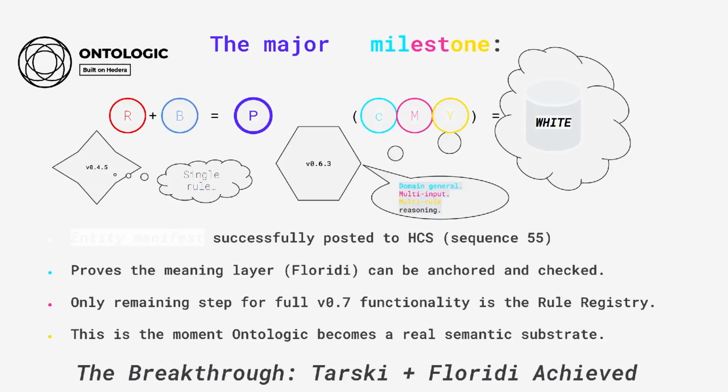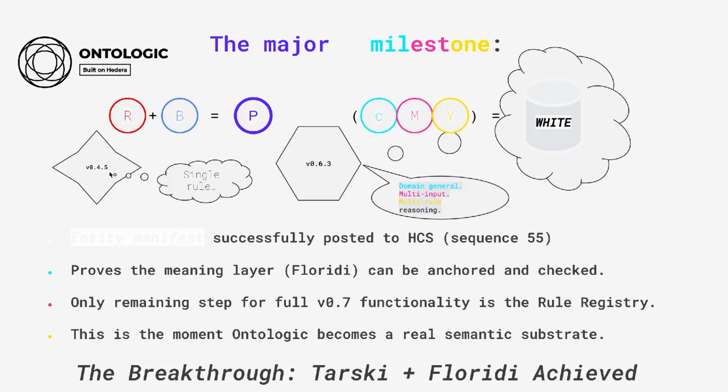Now, here's the major milestone. This was our breakthrough. In version 0.6.3, Ontologic proves the mechanism works end-to-end. We've achieved deterministic rule verification, multi-domain reasoning, and both 2-input and 3-input logic using the same shared tokens. The reasoning contract and feeder contracts are functioning cohesively as a semantic substrate.